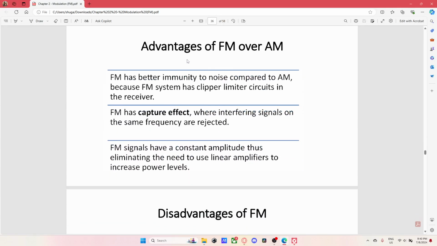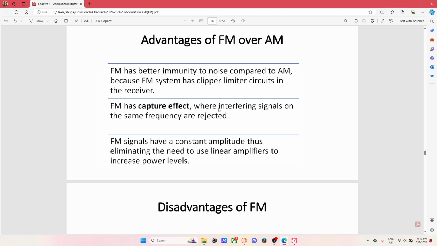So what are the advantages of FM over AM? FM has better immunity to noise compared to AM because the FM system has clipper limiter circuits in the receiver, and FM has the capture effect where interfering signals on the same frequency are rejected. FM signals have constant amplitude, thus limiting the need to use linear amplifiers to increase the power level. The data transferred inside FM is within the frequency, not the amplitude, and noise is more susceptible to amplitude instead of the frequency in your signals.